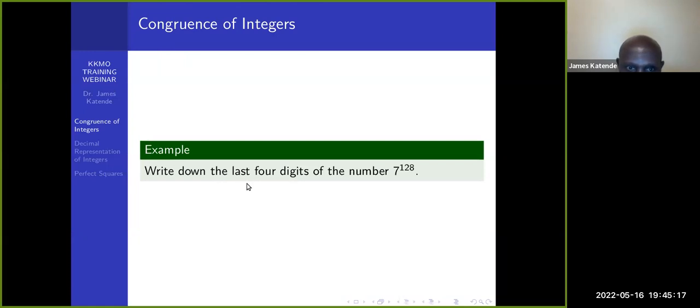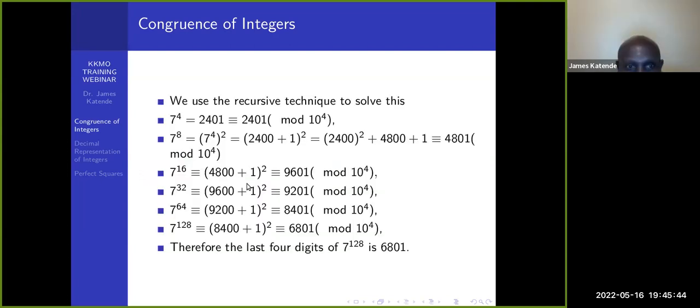So the next question says, write down the last 4 digits of the number 7 raised to 128. So this one you have to break it down bit by bit, recursively. So we are interested in powers of 7. We know that 7 raised to 4 is 2,401. If you work it out, that's what you should get.